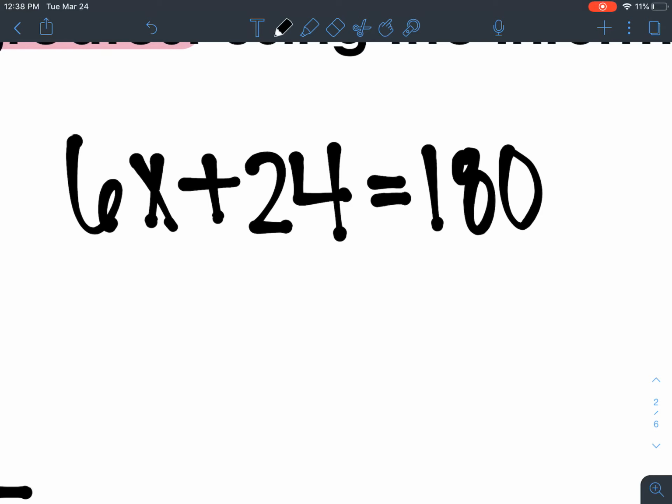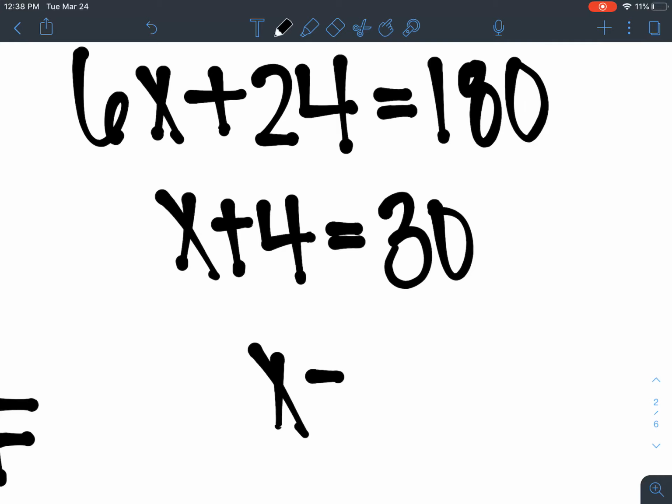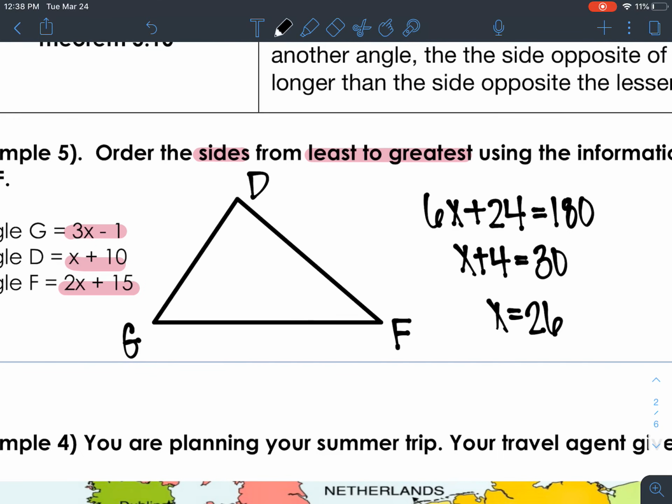Okay, now solving for x. All right, I'm going to just divide everything by 6 because I notice those are all divisible by 6. So I'm going to get x plus 4 is equal to 30. Which means x is equal to 26. You could have subtracted out the 24, and you could have divided out the 6, and that'd get you the same answer, okay?